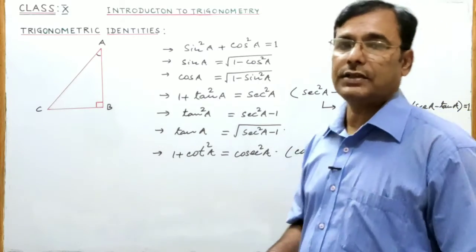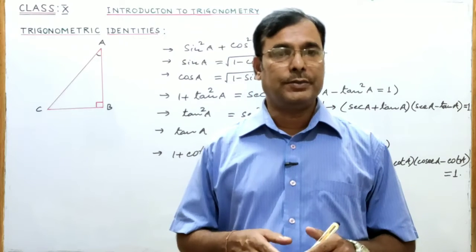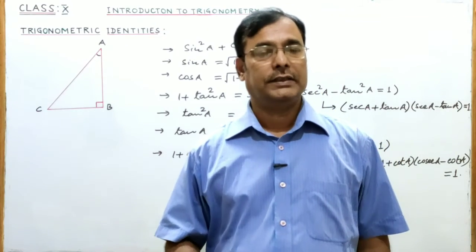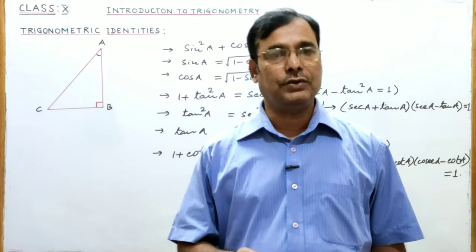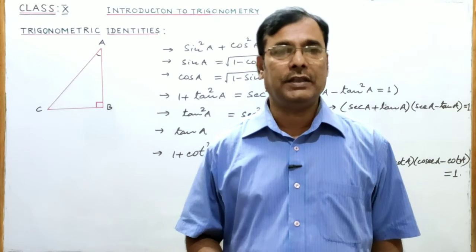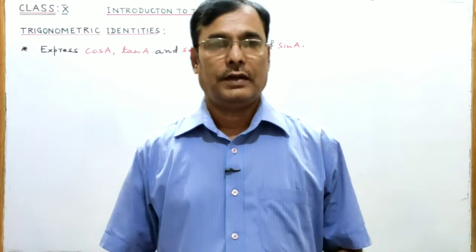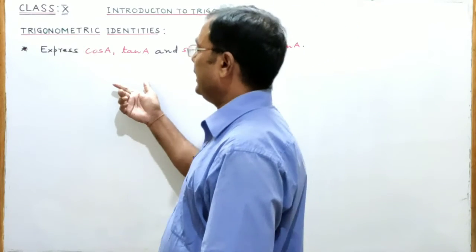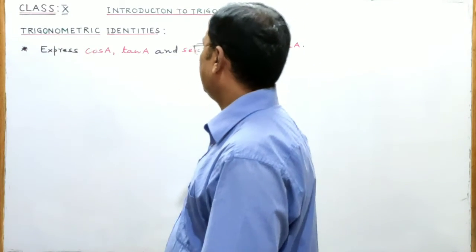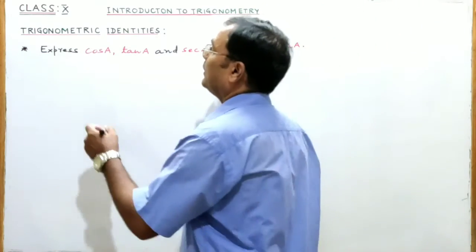So using these trigonometric identities, we can express each trigonometric ratio in terms of the other trigonometric ratios. That is, if one trigonometric ratio is known, we can determine the values of all other trigonometric ratios. Now using these identities, let's do this question. Express cos A, tan A and sec A in terms of sin A.